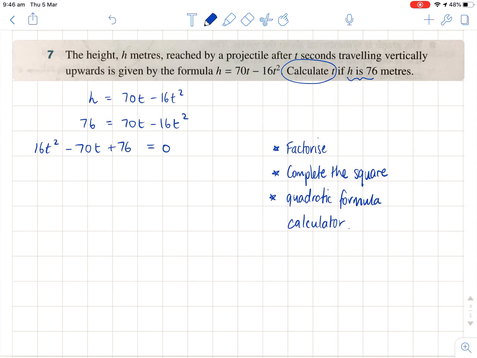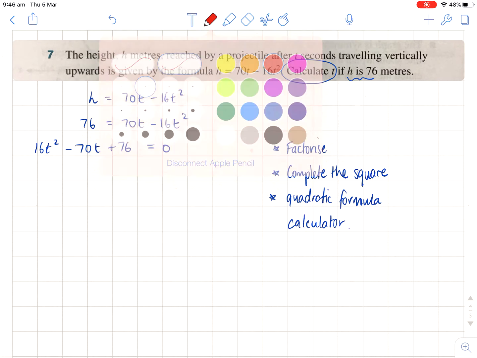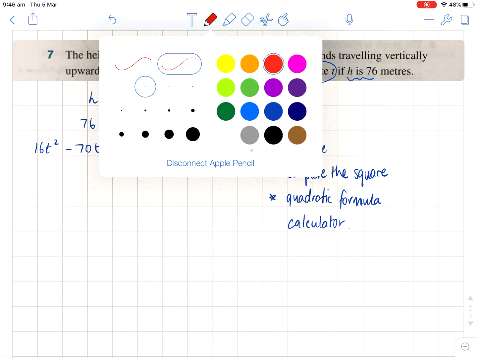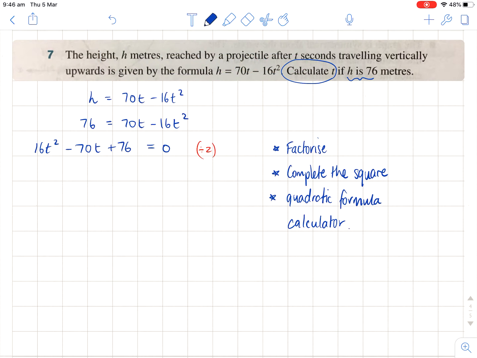Okay, the first thing I'm going to do in this problem is divide everything by 2. So I'm going to skip the calculator part. You can do that easily on the calculator yourself. I'll show you how I would do this. There might be a bigger factor than 2 that goes into all parts, but I'm starting with 2 because I can do it in my head. This becomes 8t squared minus 35t plus 38 equals 0. So now I've got an equation where I do not have a highest common factor that I can take out.